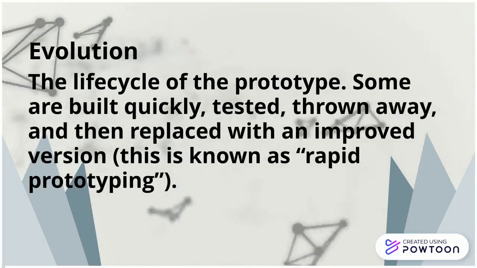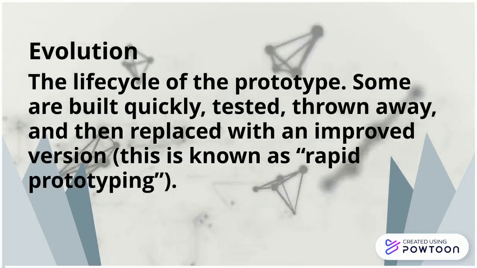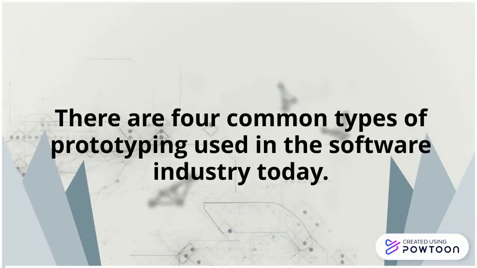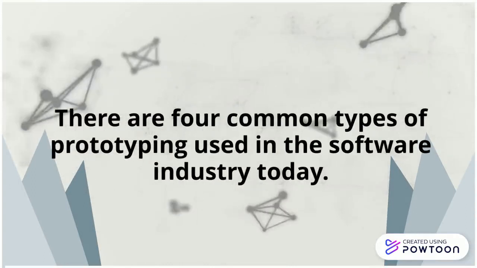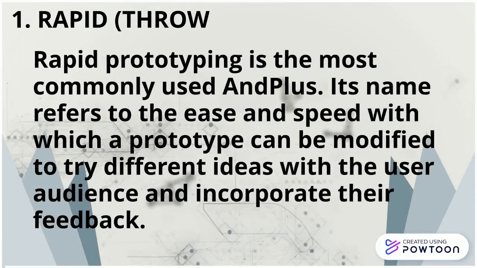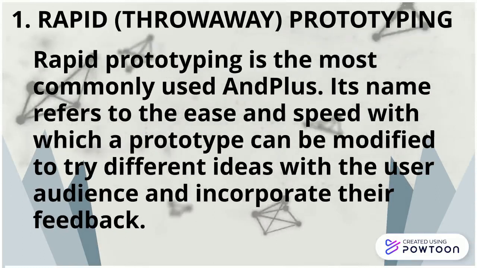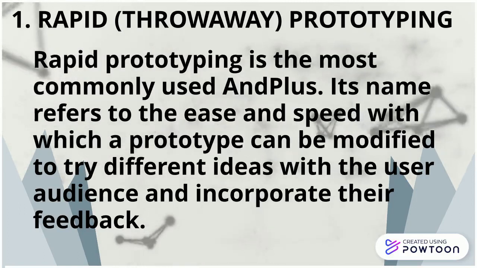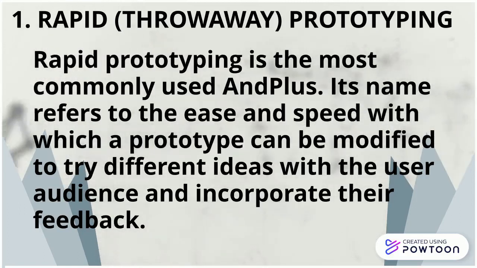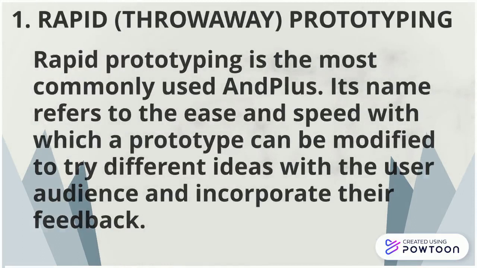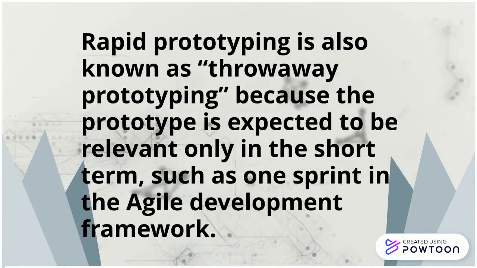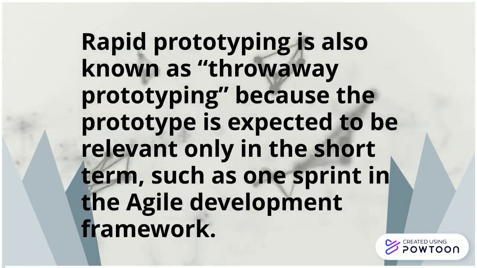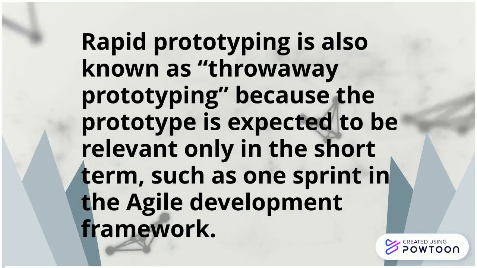Some are built quickly, tested, thrown away, and then replaced with an improved version. This is known as rapid prototyping. There are four common types of prototyping used in the software industry today. The first one, rapid throwaway prototyping, is the most commonly used, and its name refers to the ease and speed with which a prototype can be modified to try different ideas with the user or audience and incorporate their feedback. Rapid prototyping is also known as throwaway prototyping because the prototype is expected to be relevant only in the short term, such as one sprint in the Agile development framework.